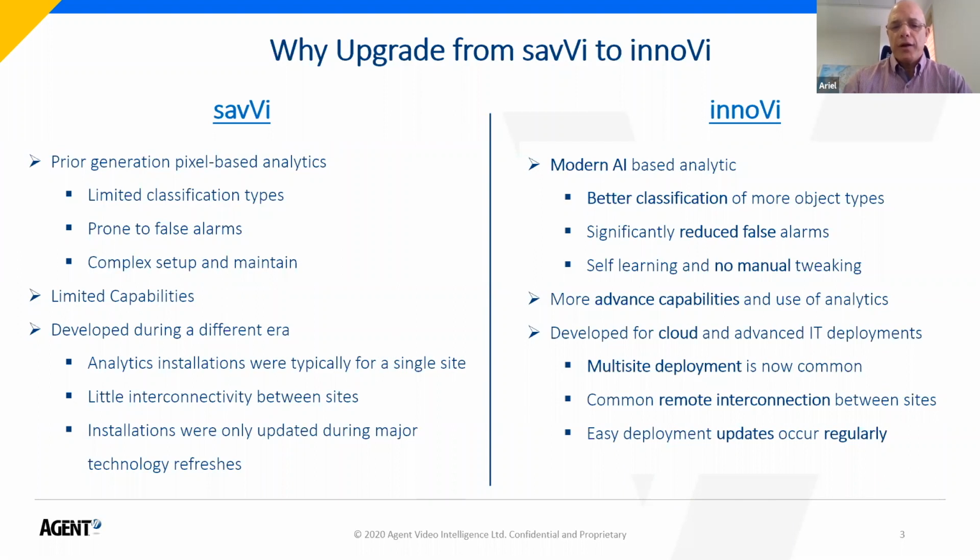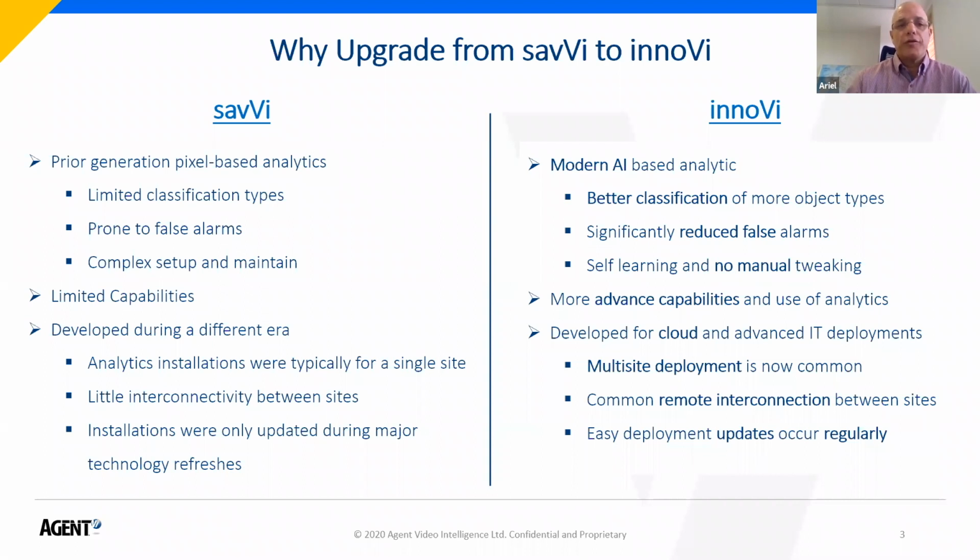SAVI, as you may well know, is a video analytics platform that was based on a prior generation of pixel-based analytics. At the time, this was the prevailing technology in the market. SAVI was very advanced, was considered for several years as the top vendor or the top product in the market. But as a pixel-based analytics platform, it has some limitations.